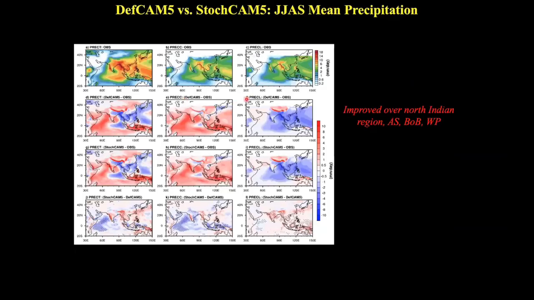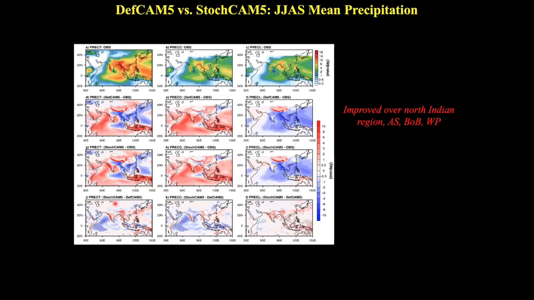And then if we do that, and we look at what happens to the biases, again, this is a similar kind of figure. This is the total precipitation, observations, convective, then large scale. Second row is for default, third row is for stochastic Cam5, and fourth row is for stochastic minus default. So here, one of the major improvements is a significant reduction in this Western Equatorial Indian Ocean. But still, this has reduced only slightly, as we see here.